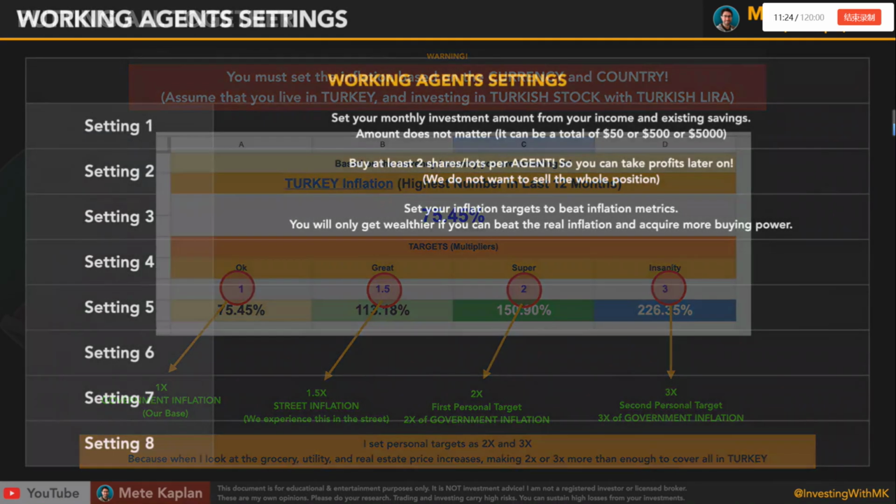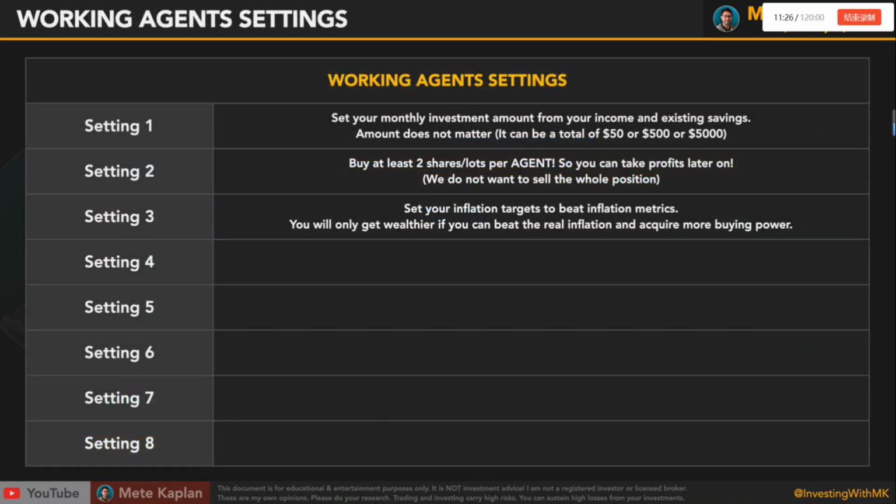So at the end, our setting 3 is all about setting your inflation targets right and trying to beat multiple inflation numbers to acquire more buying power. This is the only way to get really wealthier and richer.